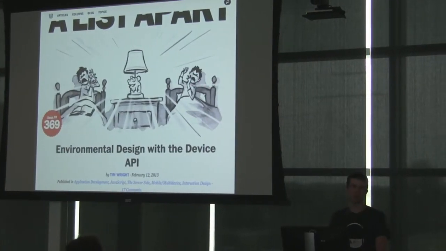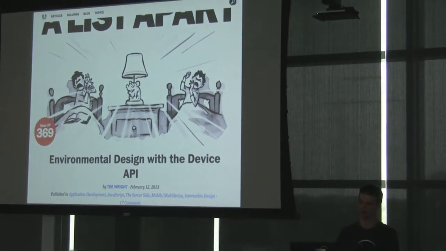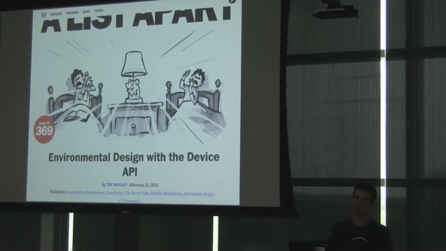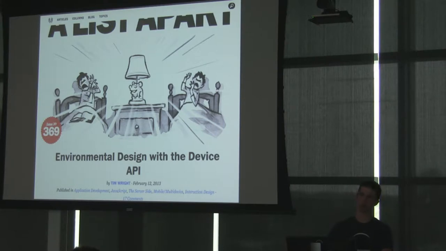Anyway, Tim Wright wrote an article a couple of months ago on A List Apart called Environmental Design. His point was that your application should respond to the environment that it's running in. For instance, if you're in a really dark room, maybe you want to change the text from white on black to black on white, et cetera. Or maybe you don't want to be using super hardcore battery usage when you're not plugged into a power source.